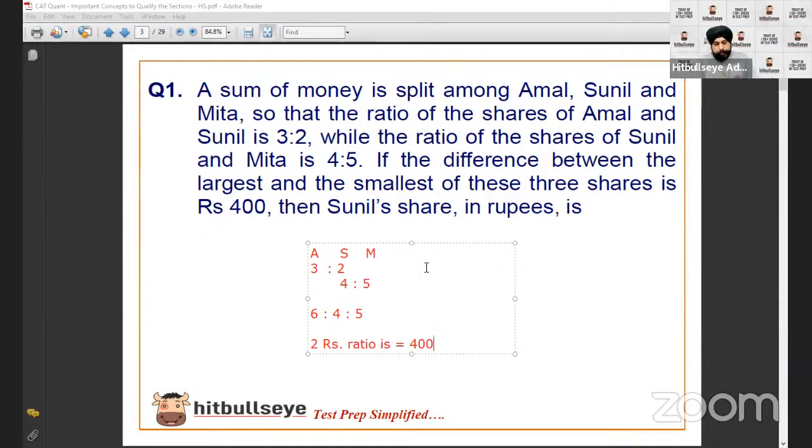Now, what is your question? Question is the Sunil's share. Now, Sunil's share in those terms has come out to be 4 rupees. If 2 rupees of ratio is 400, how much will 4 rupees in that ratio be? So students, that will imply 400 into 4 by 2, that is 800 rupees. Very good, Khushi, you answered that. Yes, Arunachalam, you got your answer as 800. Okay. Now, people, let's proceed further and move to the next question.